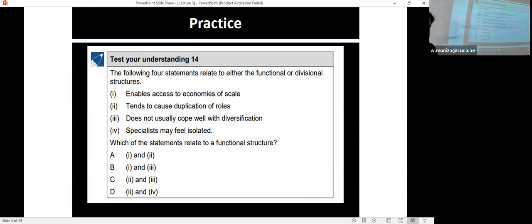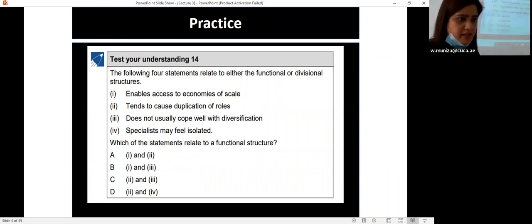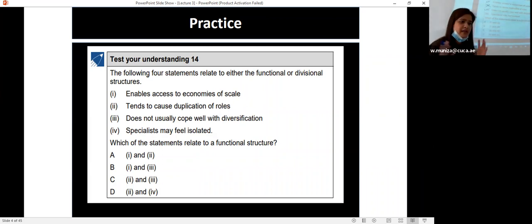In the case of functional structure, do you think that the specialists are going to feel isolated? Why? Why are they not going to feel isolated? It's in the divisional structure that the specialists are going to feel isolated. They are responsible for their own divisions only. So responsibility accounting arises in the case of divisional structures. Every manager, every specialist will be responsible for the profits of their own divisions. That is why they are going to feel isolated or separated from the overall organization. Isolation means being separated. So this is again not the characteristic of functional structure, but it is the characteristic of divisional structure.